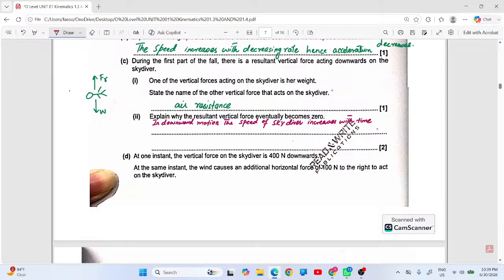Speed of skydiver increases with time. अब इसके बाद लिखते हैं the air resistance is directly proportional to the speed.